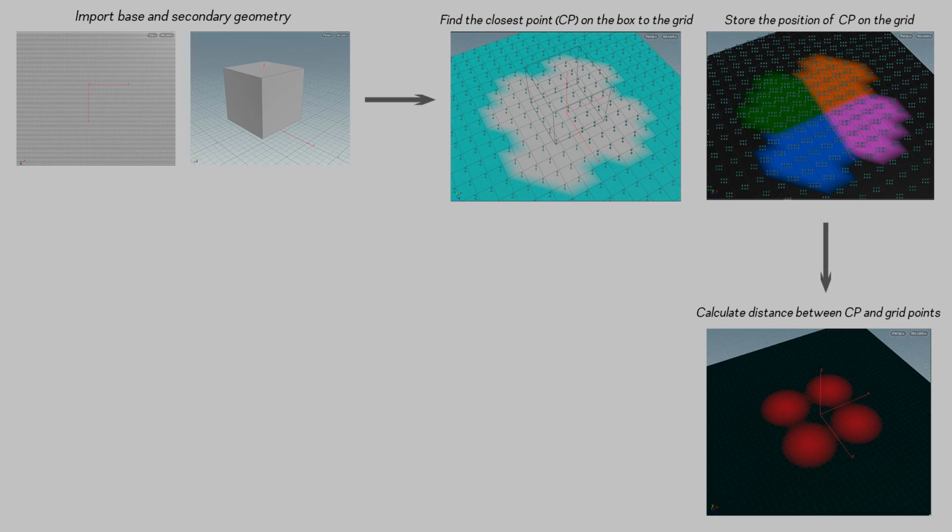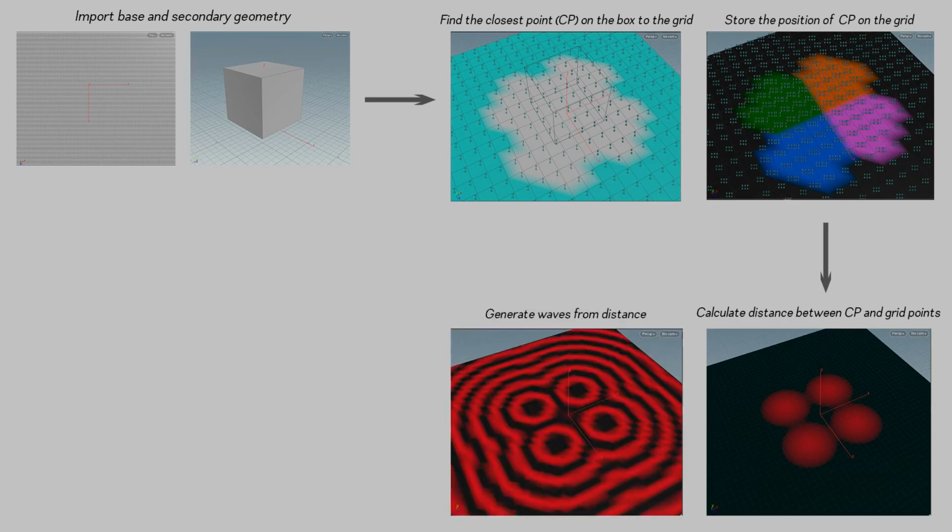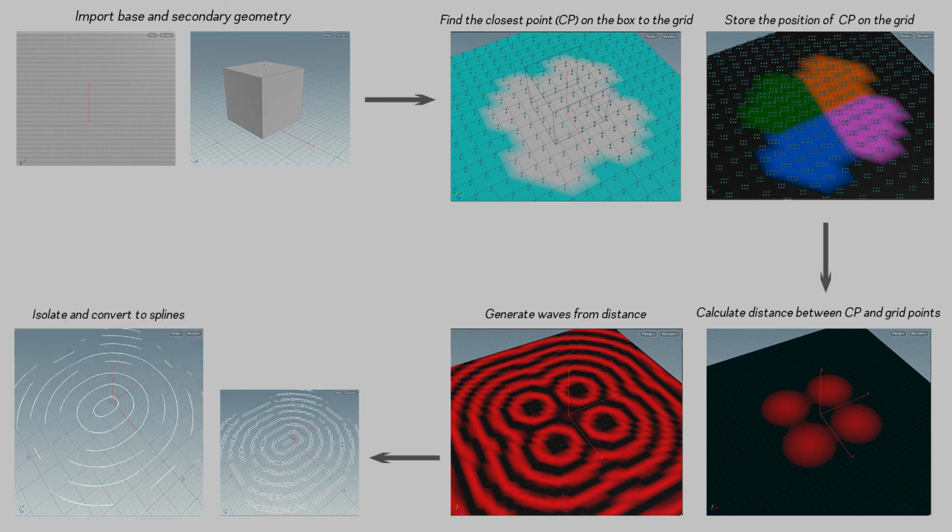By doing this, there will be a value stored on each point of the grid, which tells us how far away it is from the closest point on the box. We can visualize this by changing it into a gradient. And by using this gradient, we can feed it through a sine function. That will generate the waves. And what we can do later is isolate these parts by color or by value, convert them to splines and smooth it out. So that's the basic idea behind this. Now I'll explain further once we start doing this. So let's get started.